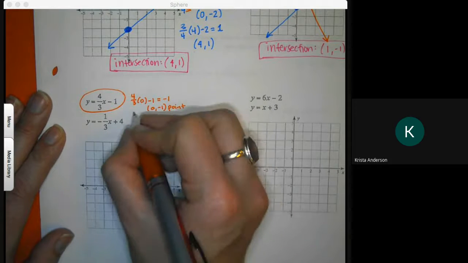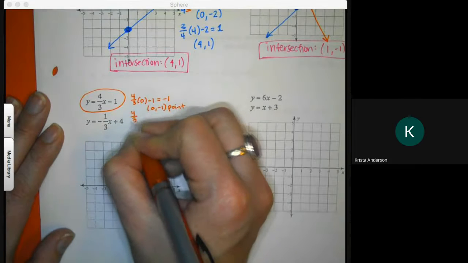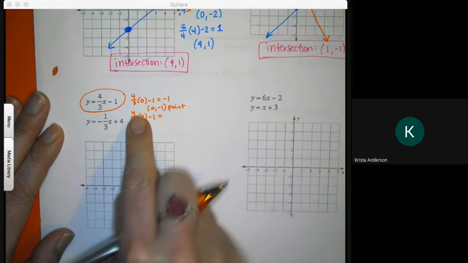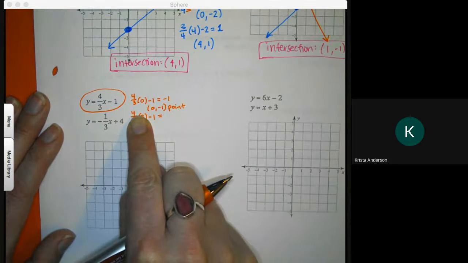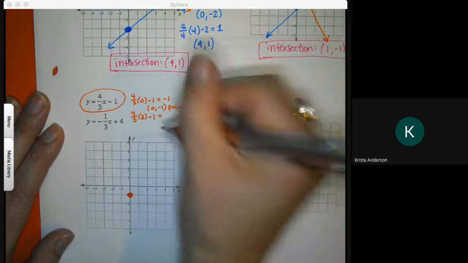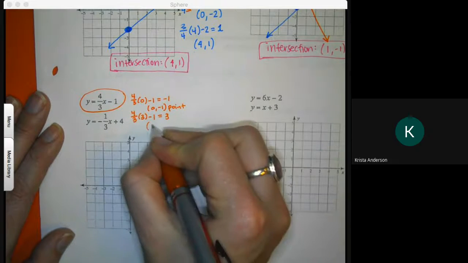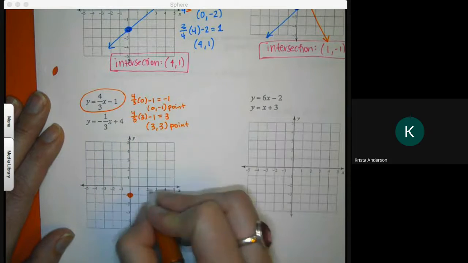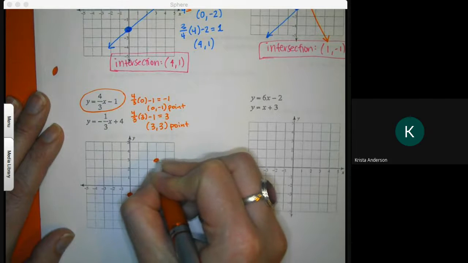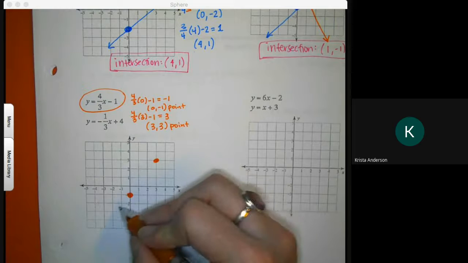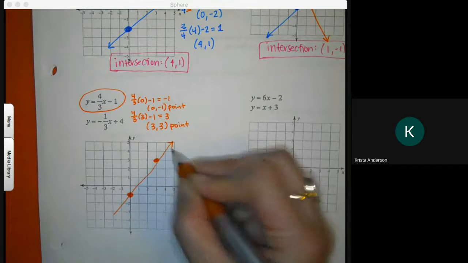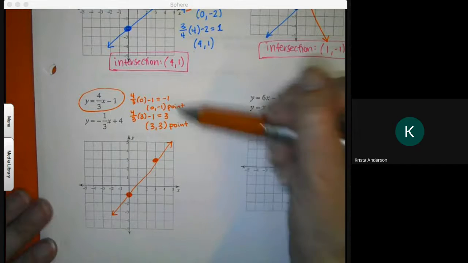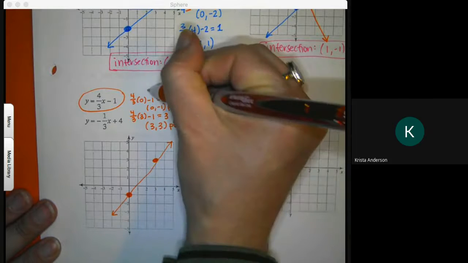Then I would plug in, my bottom of the fraction is a 3, so I'd plug in a 3. That would make the 3 go away. 4 minus 1 is 3. That's my point. All of this you would do on your calculator or in your head.